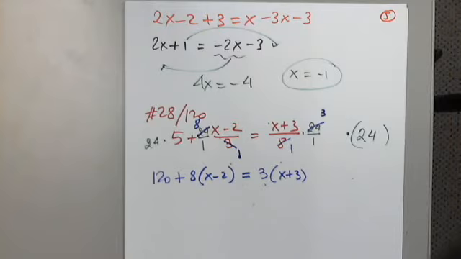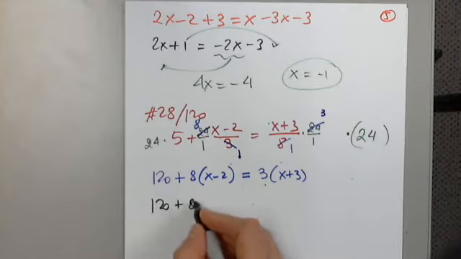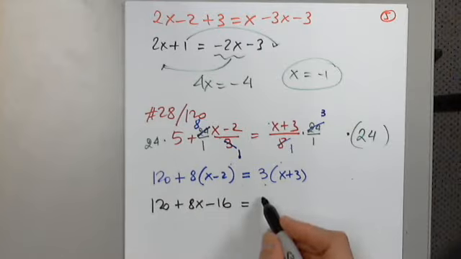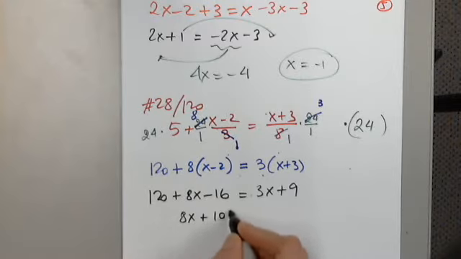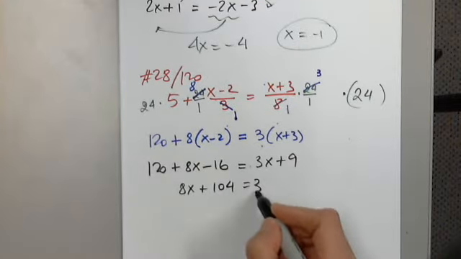What will I have to do next? Here? Distribute. So 120 plus. Very good, awesome. Good. Please combine like terms and simplify both sides. I recommend keep the variable on the left. It's not a mandatory requirement, you don't have to. Sometimes we may keep it on the right hand side, but I highly recommend keep the variable on the left. So 8x and then plus 104 equals 3x plus 9.